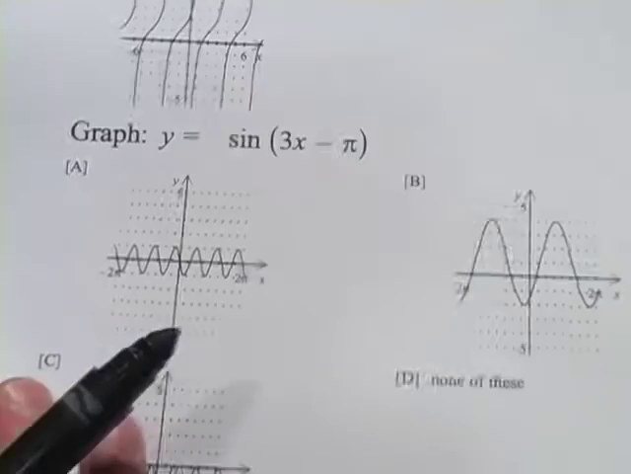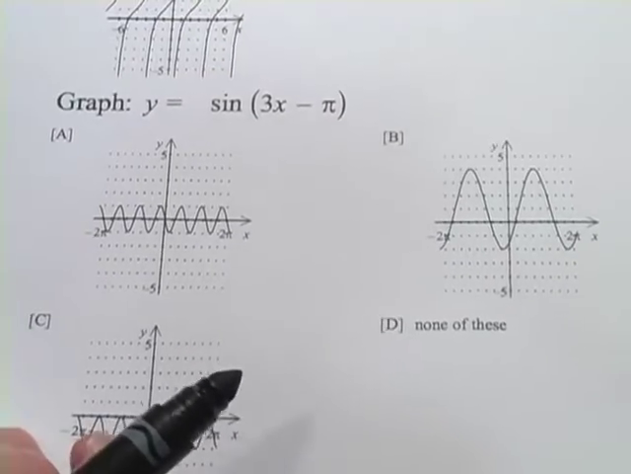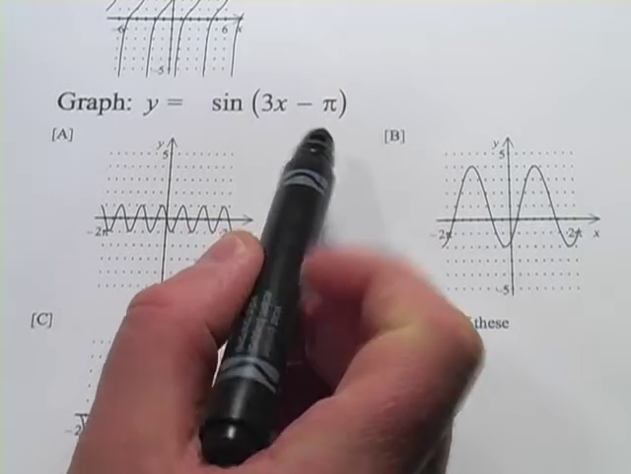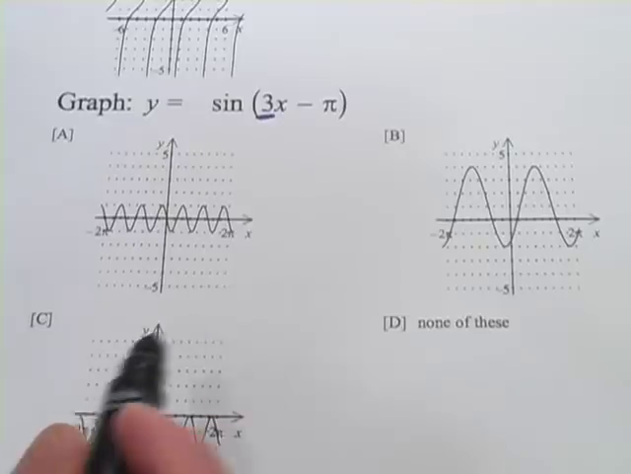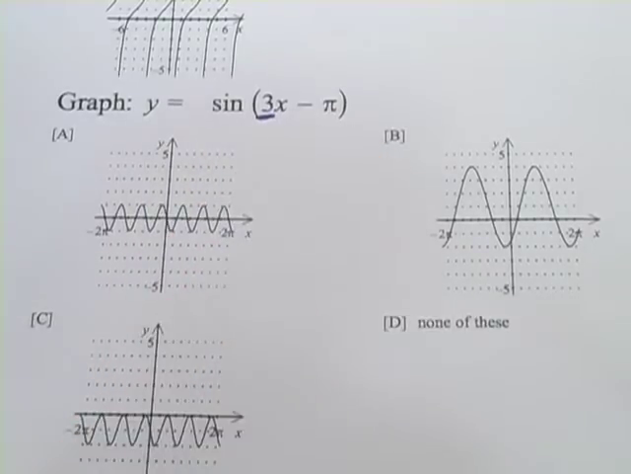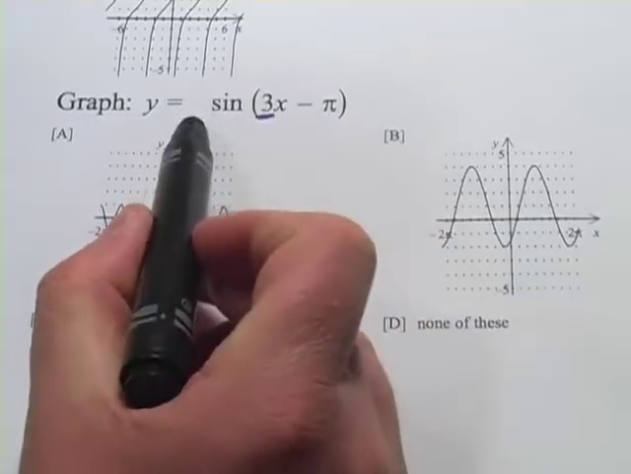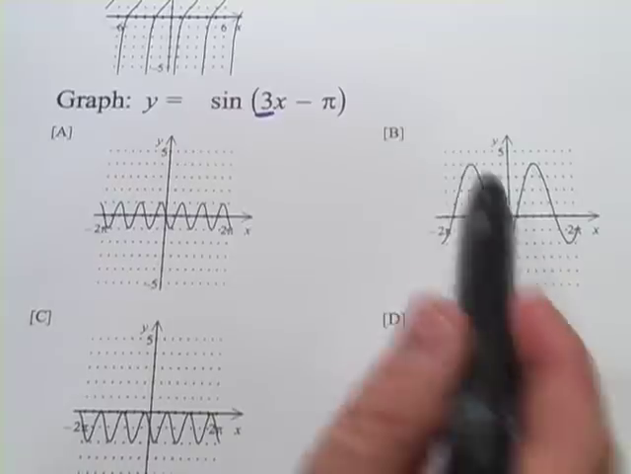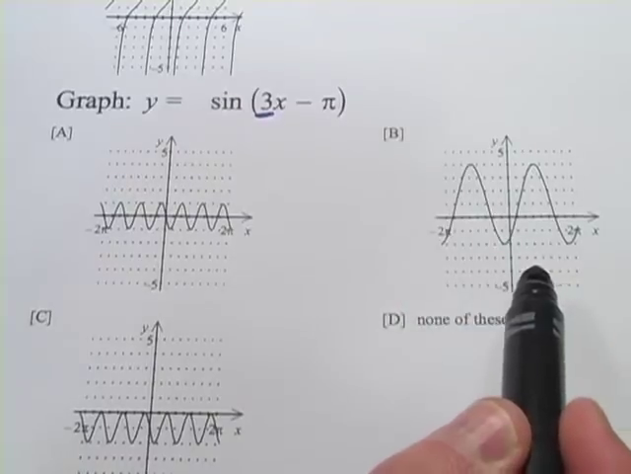All right, let's look at one more. This one is the graph of y equals the sine of 3x minus pi. Now remember, when you put a multiplier here on the x, what you get is 3 periods for every 2 pi. And our amplitude here, there's no multiplier, so the amplitude is going to be 1. So that leaves B out, because the amplitude on B is clearly greater than 1.